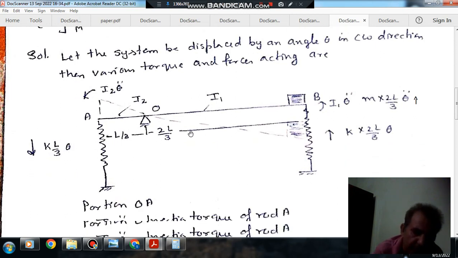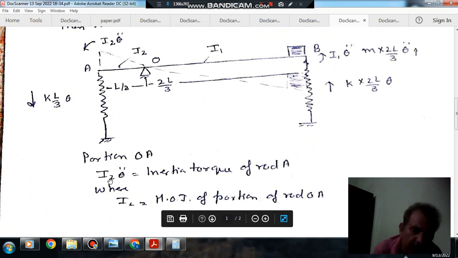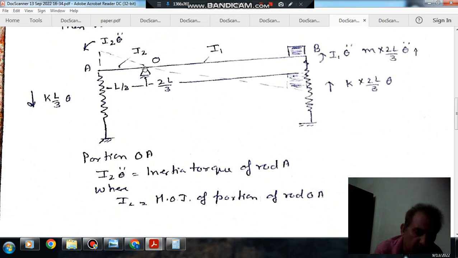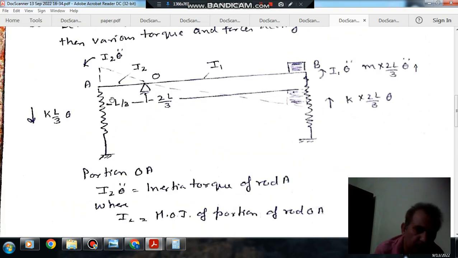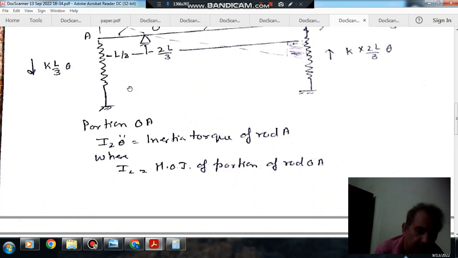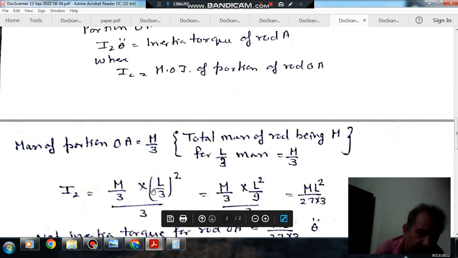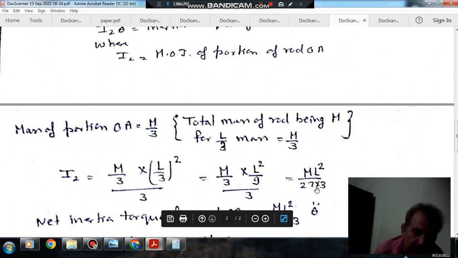Now finding the magnitude of these forces and torque. First of all, taking I2 theta double dot, that is the inertia torque on the rod OA, and I2 is the moment of inertia of portion OA. To find the moment of inertia of portion OA, the mass of the total rod is M. As the mass is uniformly distributed, for this portion the mass is M by 3. For a uniform rod, the formula for moment of inertia about the hinge point is ML square by 3. So here M is capital M by 3 and L is L by 3, squared, divided by 3. So this will be ML square divided by 27 into 3.